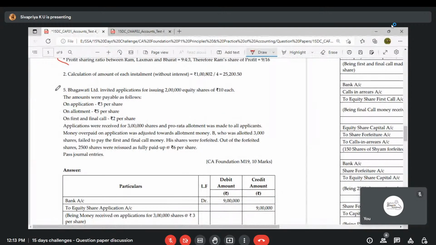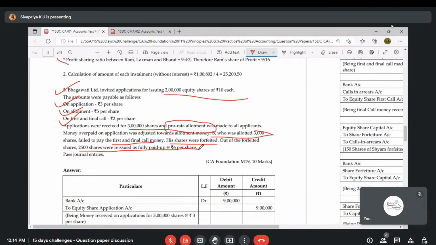So question number 5 பொறுத்த வரைக்கும் இது கம்பெனி அக்கவுண்ட்ஸோட ப்ராப்ளம். 2 lakh equity shares இஷ்யூ பண்றோம் and the application, allotment level, first call level சொல்லியாச்சு. Application 3 lakh ரிசீவ் பண்றீங்க, pro rata allotment இந்த சம்ல இருக்கு and money overpaid you have to adjust this towards allotment. B who was allotted 3000 shares were to pay the first call and final call money. His shares were forfeited. Out of the forfeited, 2500 were reissued as fully paid at rupees 6 per share.